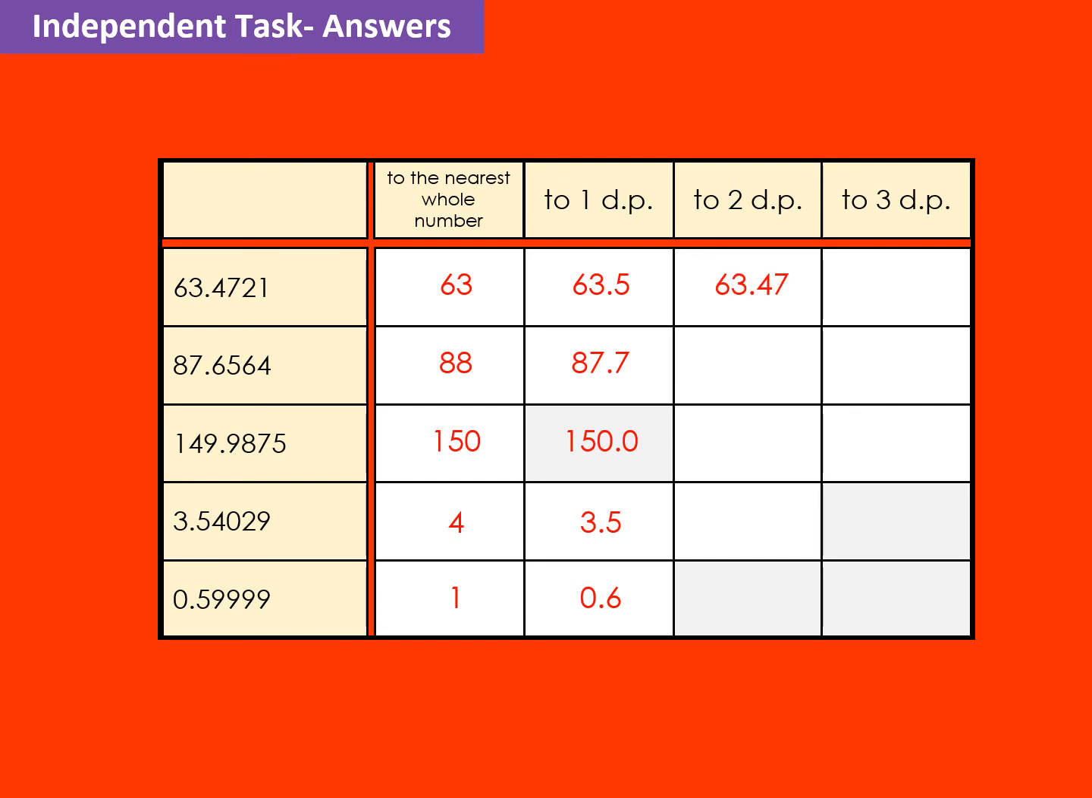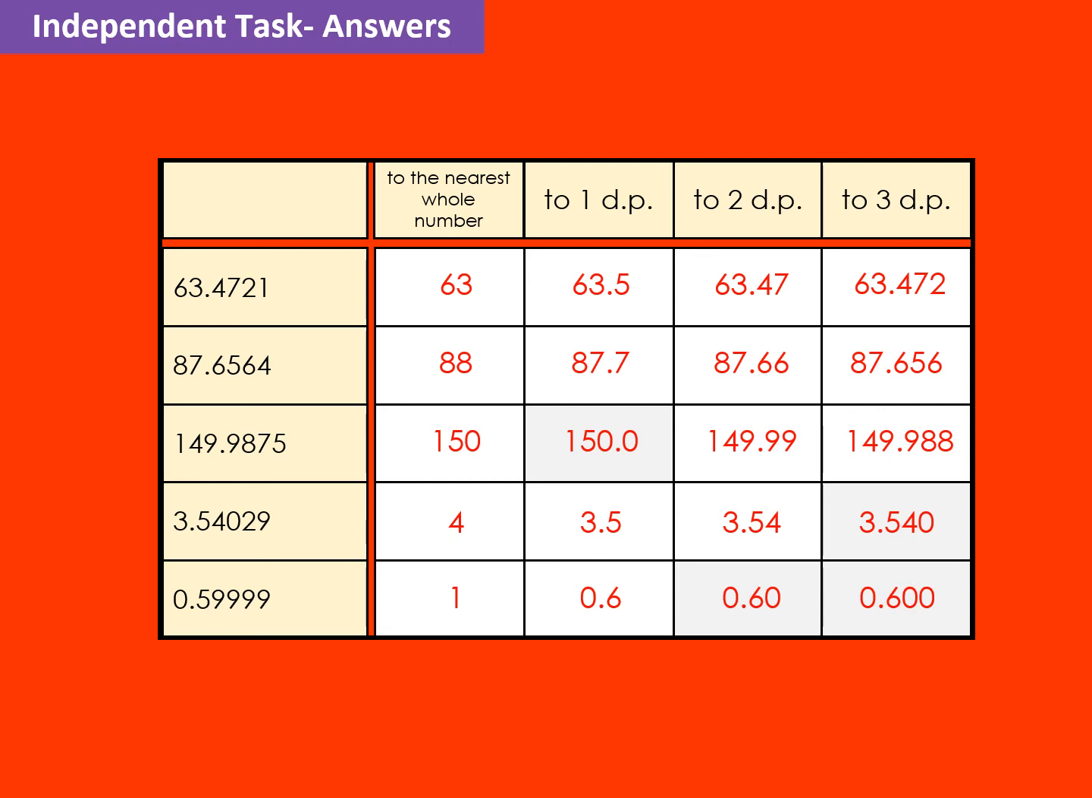Two decimal places, 63.47, 87.66, 149.99, 3.54, and 0.60. Finally, to three decimal places, well done you had a go at these questions. 63.472, 87.656, 149.988, 3.540, and 0.600.